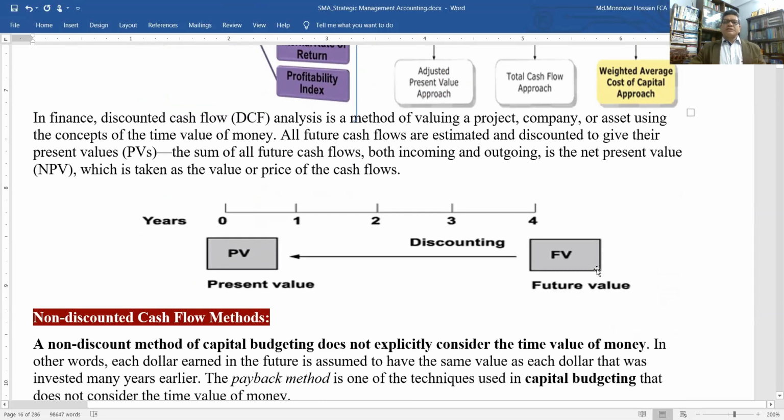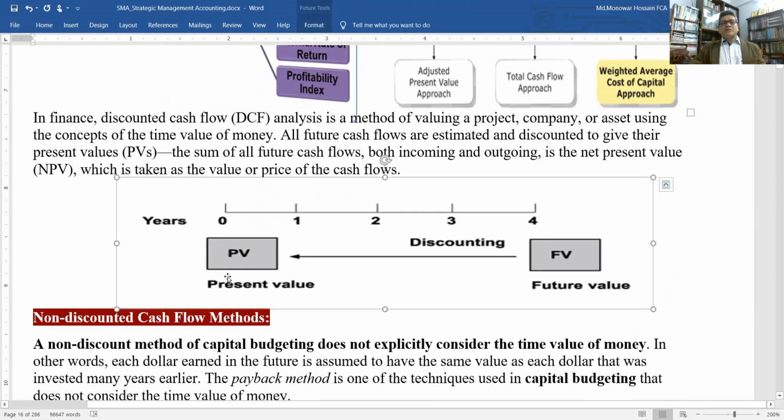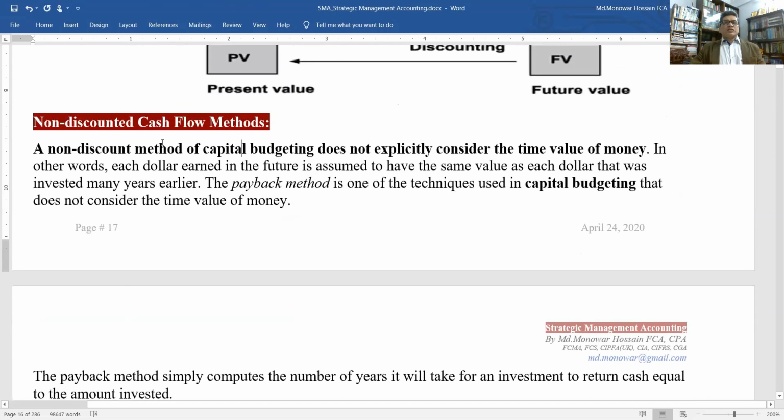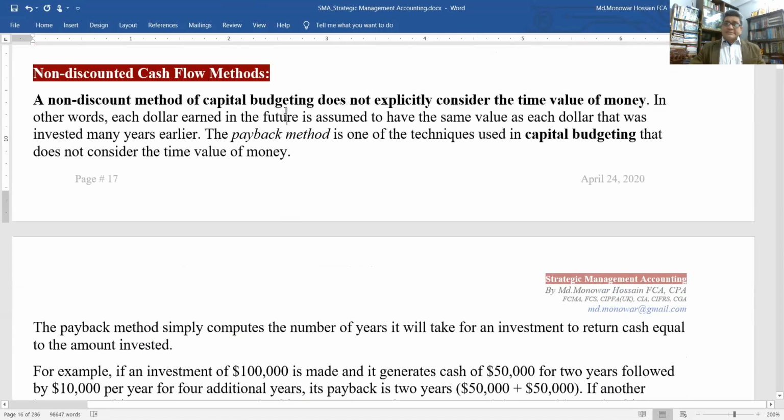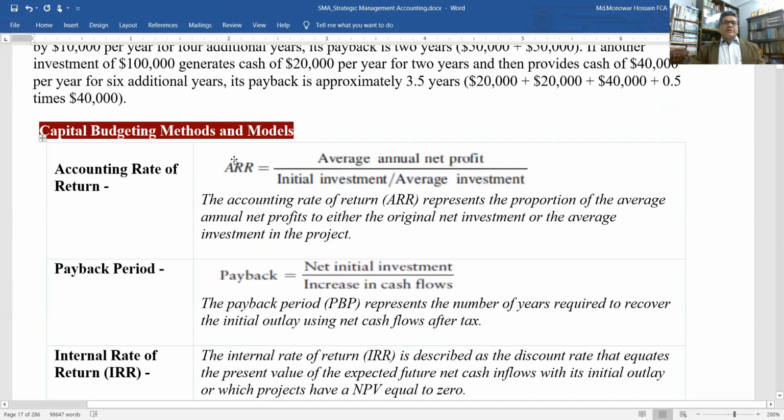But the future value turns into discounting, we receive the present value. Okay? So the non-discounted method of capital budgeting does not express the consideration of the time value of money. That means it is not considering the time value of money.